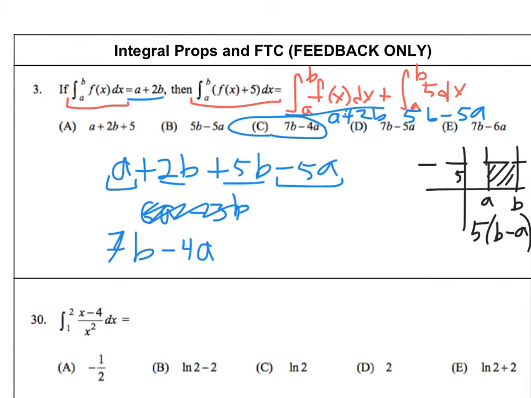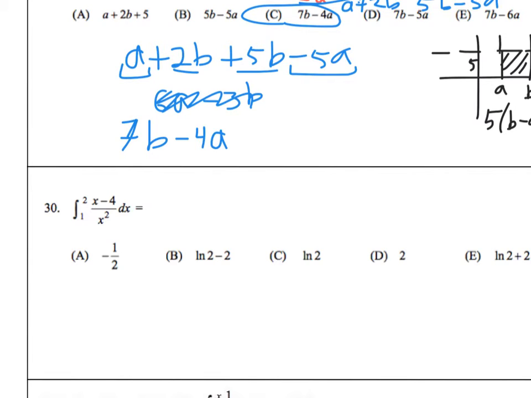For the next one, we've got to do some antiderivative work. There's going to be a nice shortcut that we can do to make some of the problem go away, and that's breaking this up into two pieces. So we're looking at the integral from 1 to 2 of x over x squared dx, minus the integral from 1 to 2 of 4 over x squared, which we'll call 4x to the negative 2, dx.